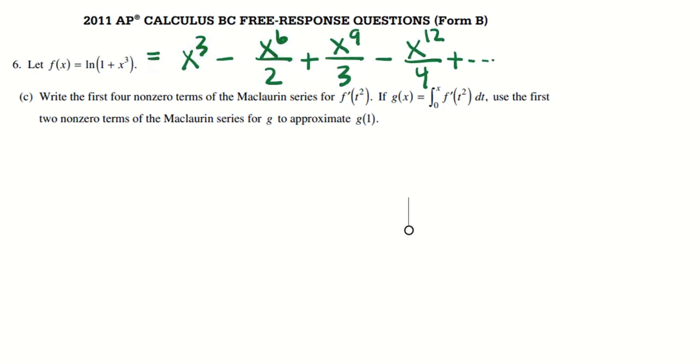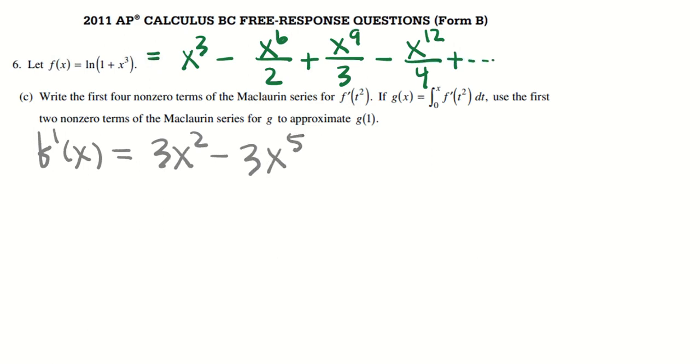Okay, so I'm going to start with, all right, f prime of x is going to be 3x squared minus 6 divided by 2 is 3x to the 5 plus 9 divided by 3. That's weird. 9 divided by 3, x to the 8 minus 12 divided by 4, x to the 11. I don't know that I've actually worked this part of this problem before. This is unusual. I didn't expect that. Write the first 4 non-zero terms of the Maclaurin series for f prime of t squared.